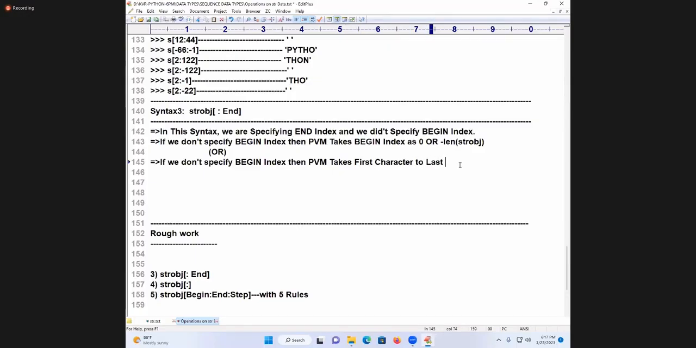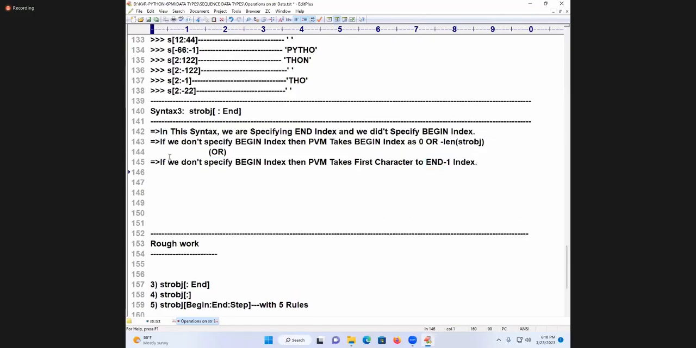Last character, I don't say. End index, end minus 1 index. First character to end minus 1 index. If we don't specify the begin index, then PVM takes the first character to what? End minus 1 index. So this is related to what? The syntax number 3.